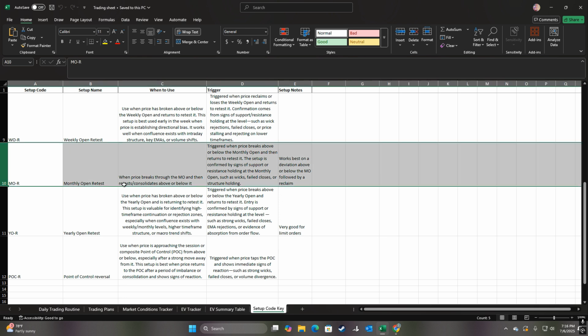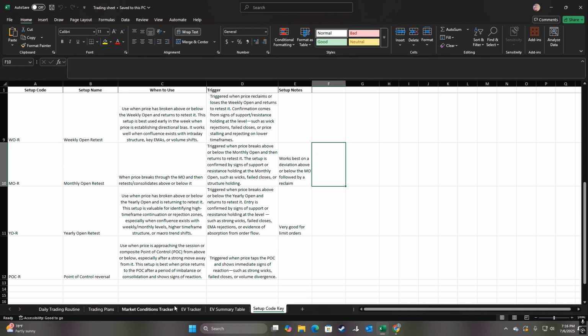Like, for example, this one right here, we have the monthly open retest. When to use: when price breaks through the monthly open and then retests, consolidates above or below it. Triggered when price breaks above or below the monthly open and then returns to retest it. The setup is confirmed by signs of support or resistance holding at the monthly open, such as wicks, failed closes, or structure holding.